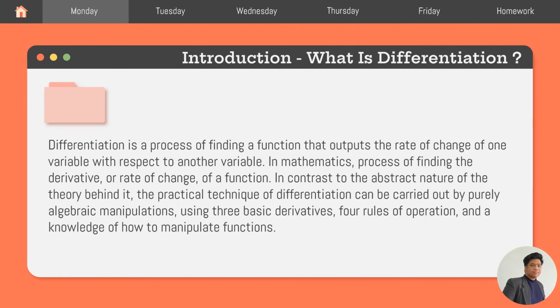What is differentiation? Differentiation is a process of finding a function that outputs the rate of change of one variable with respect to another variable. In mathematics, it is the process of finding the derivative or rate of change of a function.